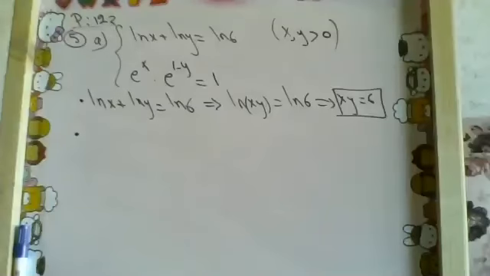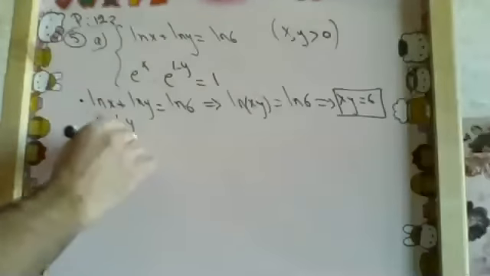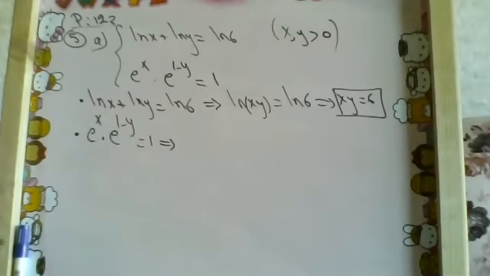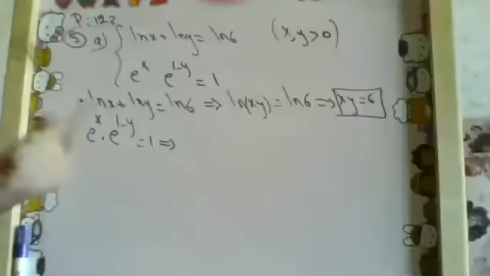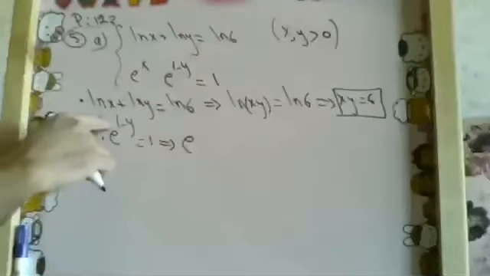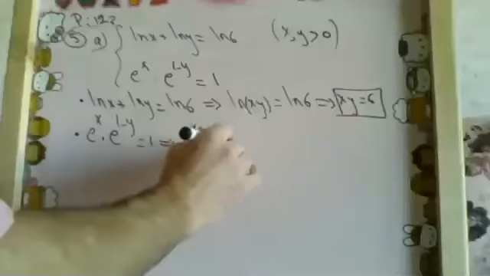The second one: e to the power x times e to the power 1 minus y is equal to 1. Before you apply ln, let's put them in one e. So here e to the power x plus 1 minus y is equal to 1.